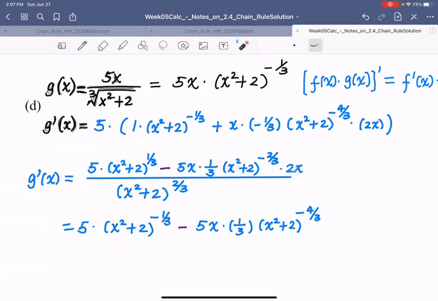Because when we do the quotient rule, we do the denominator squared, and then the top one's derivative times the bottom one copied down, minus the top one copied down. The bottom one's derivative is 1/3 x squared plus 2 to the power of 1/3 minus 1, which is -2/3. We also have to put this guy inside, whose derivative is 2x.